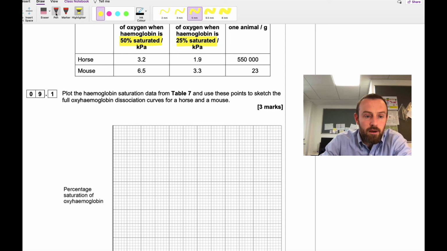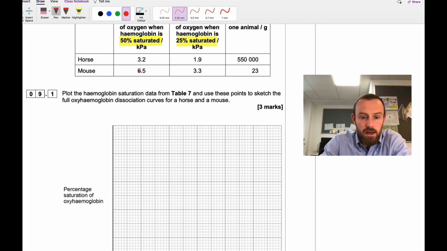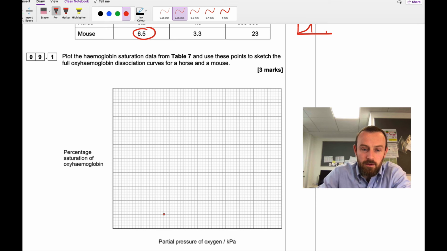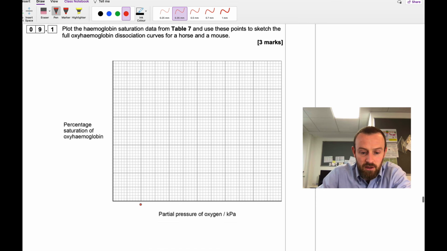So first of all, we need to find out what is the biggest partial pressure we ever need to plot, and that's 6.5. That's at 50% saturated. Normally the shape of a curve is a bit like this, right? So if it's at 50% saturated, I probably want to double that to get to the top. So I think I probably want to go up to 12. So that would make my axis down here 2, 4, 6, 8, 10, 12.